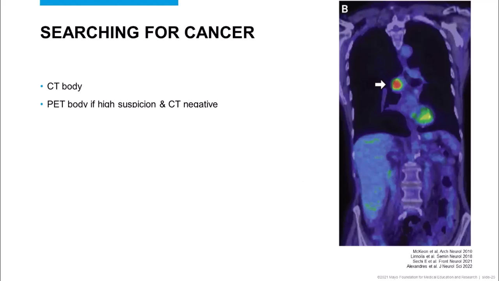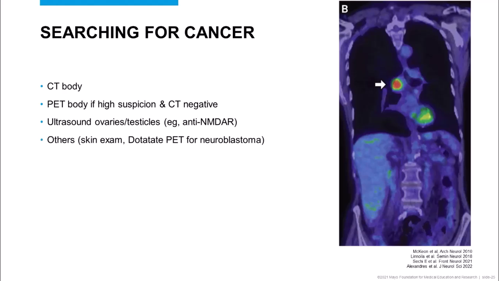think about that. Searching for cancer, as many of you know, will often start with a CT body, and then a PET CT should be considered if the CT is negative. And I will say that there are many cases where we've picked it up on PET CT, where we've missed it on CT. There may be other tests applicable, sex-specific tests as outlined here, and there's some others outlined here.